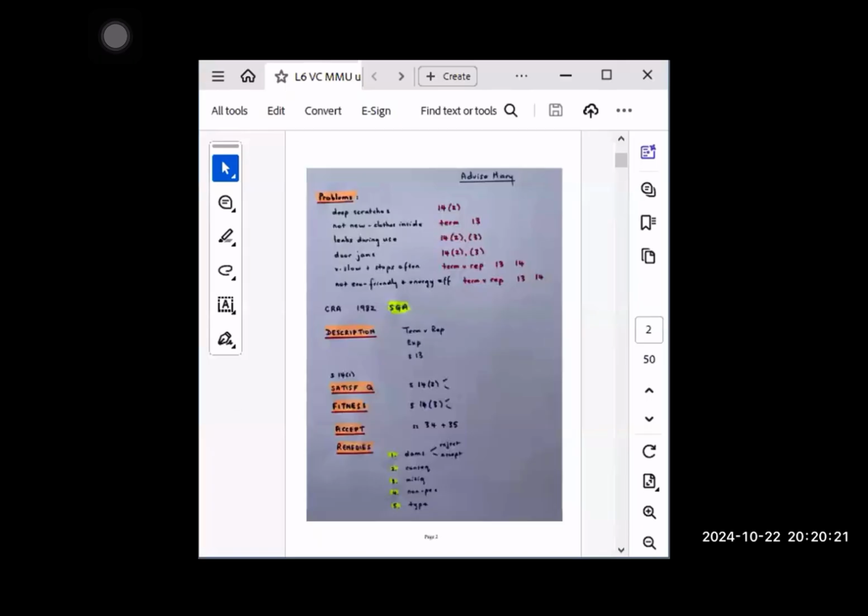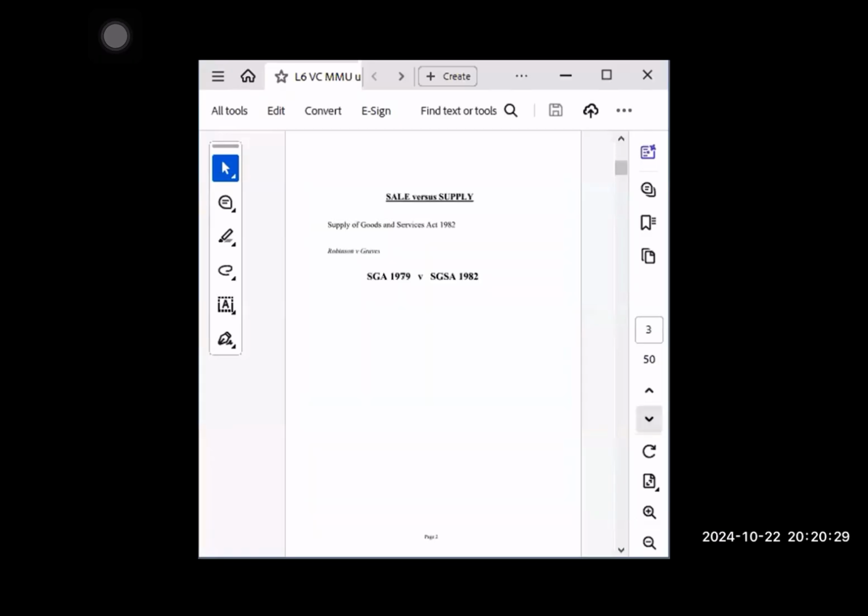Okay, fantastic. We've now completed sections 12, 13, 14, and 15 of the Sale of Goods Act. Now let's look at supply contracts.